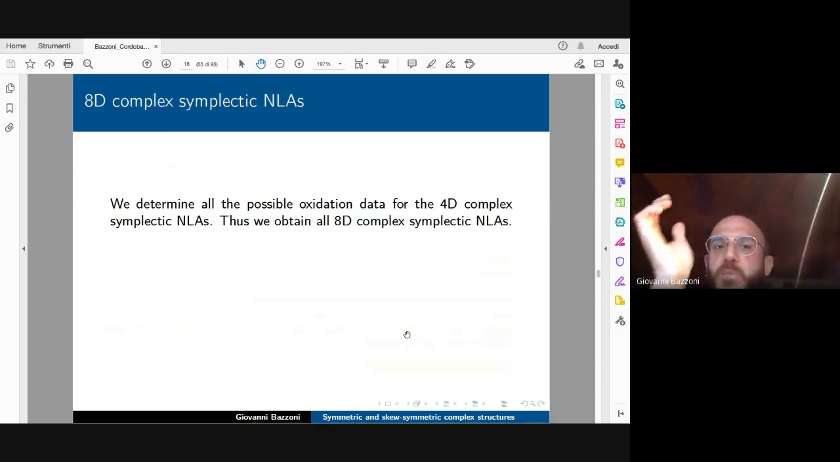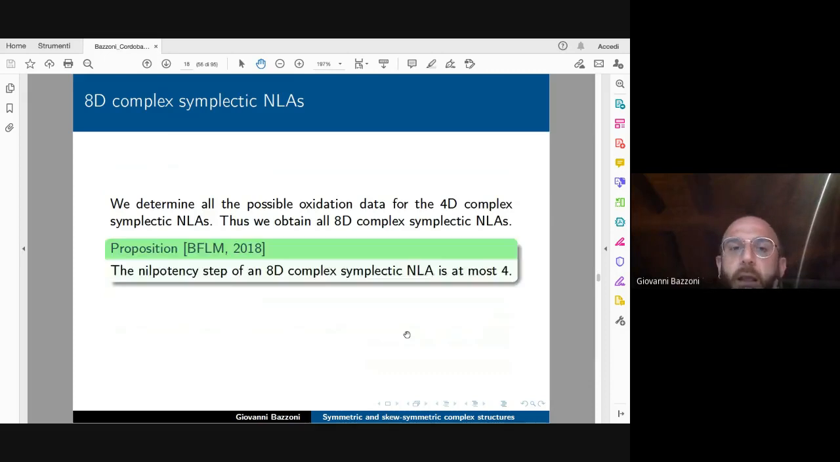Okay, so that would be an interesting question, to see if one can classify these 8-dimensional nilpotent Lie algebras with complex symplectic structures. Recall that there is no classification of 8-dimensional nilpotent Lie algebras, right? So it's not possible just to check a list and see what happens.